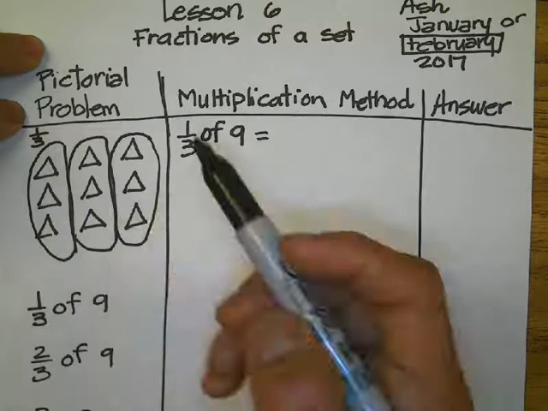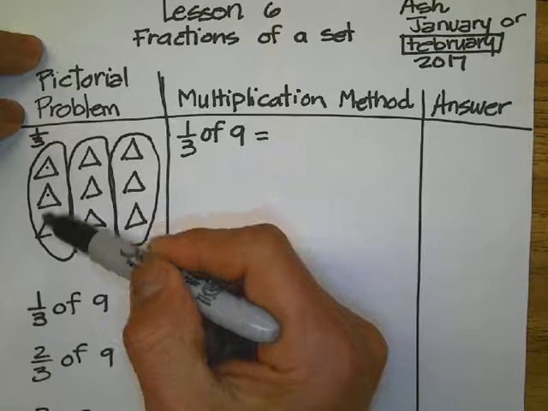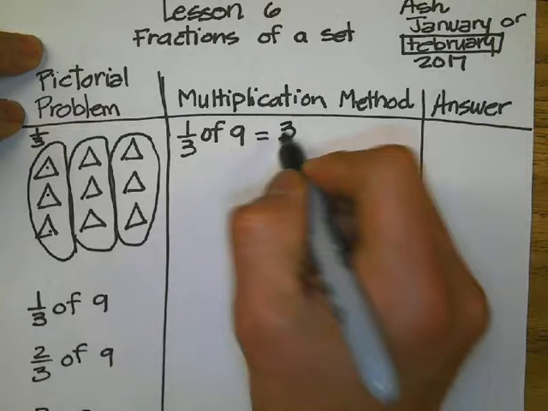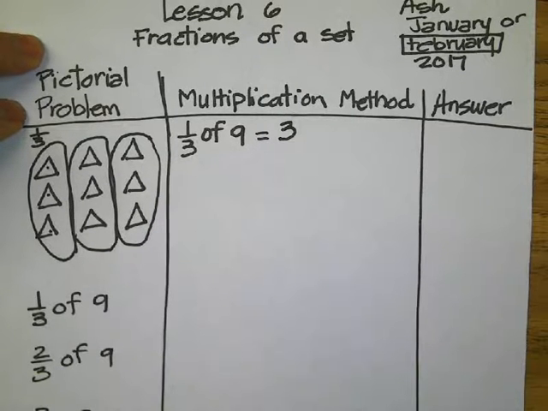And how many are in that one? There's 1, 2, 3, 3 triangles inside that group. So that's my answer, my friends. How simple is that? Follow the same steps for the second one.